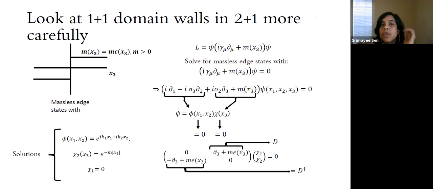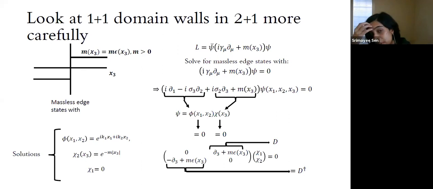So in order to construct such a picture, let's first look at the 1+1D domain wall in the 2+1D system more carefully. So here I'm drawing the same picture again. I have this relativistic quantum field theory Lagrangian describing this 2+1D system. So if you were interested in finding the massless edge states living on the domain wall, you would just go and solve the Dirac equation.